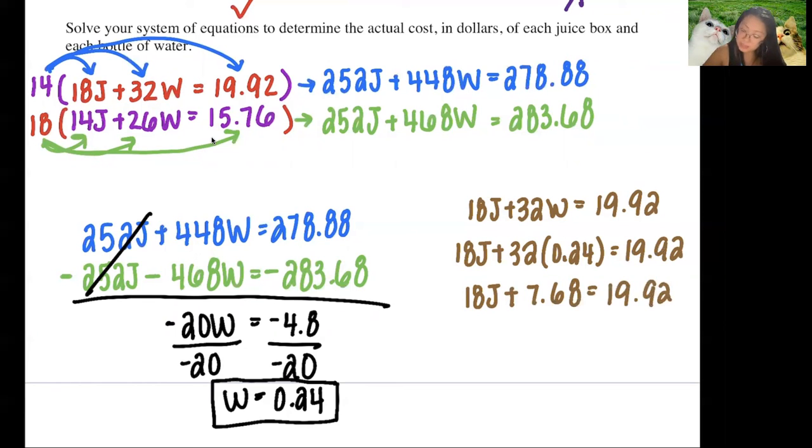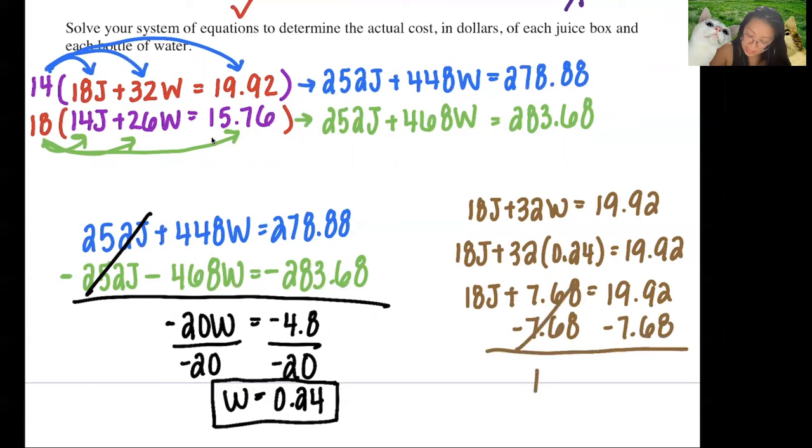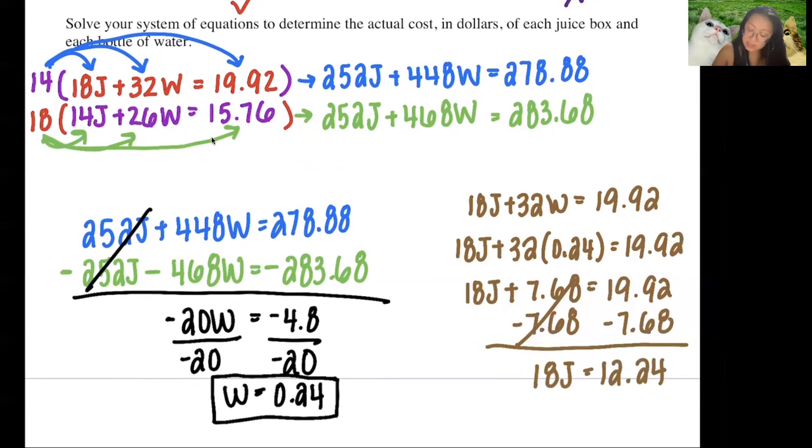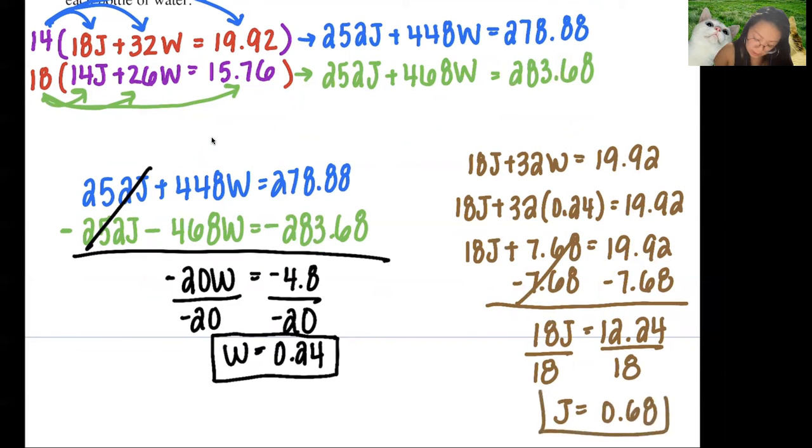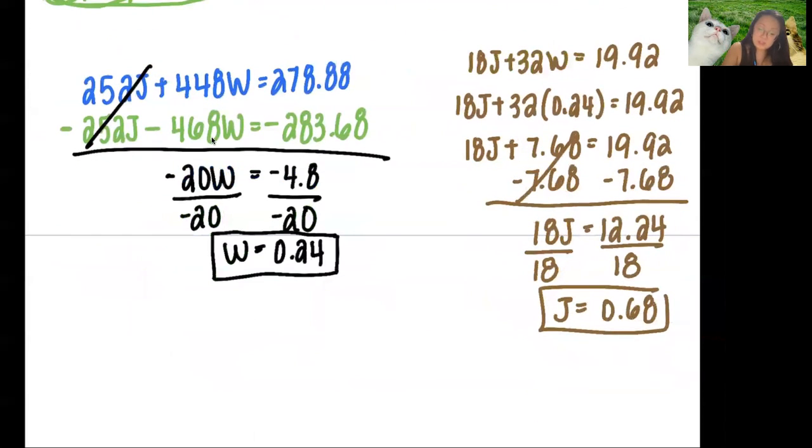$19.92. Let's subtract $7.68 from $19.92. So minus 7.68 on both sides. I end up getting 18 juices is equal to $12.24. And then to find out how much each juice costs, you're going to divide by 18. And you get your juice is 0.68.